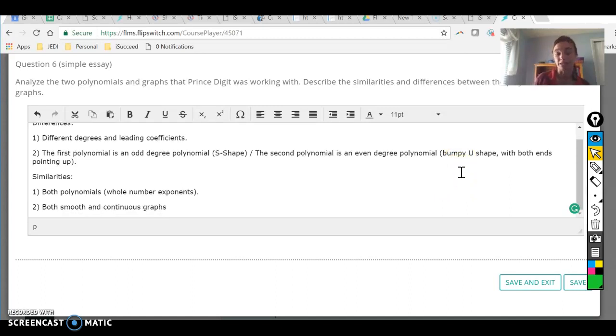The similarities is that they were, of course, both polynomials. They only had exponents that were whole numbers. And they were also both continuous graphs. There were no holes and there were no sharp turns or anything like that. So they were both smooth, continuous graphs.